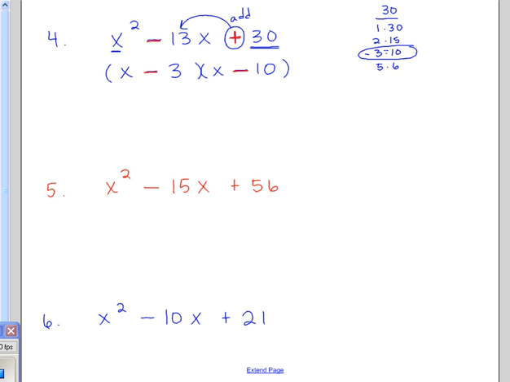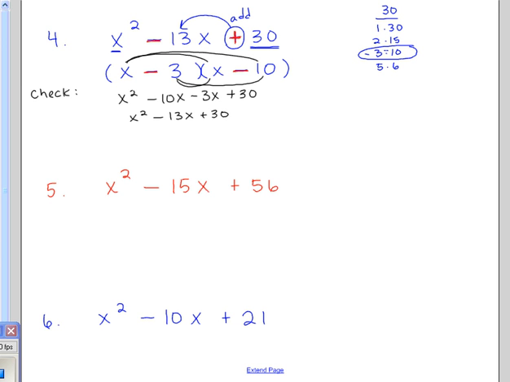Okay, again, you can check these if you want to by doing the FOIL method. If I check, x times x would be x squared, x times negative 10 would be negative 10x, negative 3 times x is negative 3x. Negative 3 times negative 10 is positive 30. Combine like terms. And so I get the exact polynomial that I started with. Your answer should always multiply back to equal what you started with. But your answer for this would be x minus 3 times x minus 10.